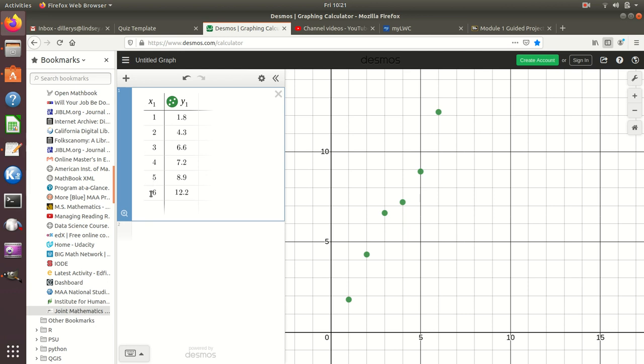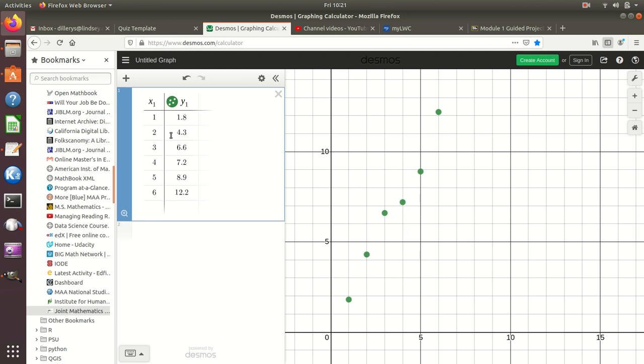I went 1, 2, 3, 4, 5, 6. And then what I wanted was something that I knew was going to have an answer around 2. And the way I did that was I simply went through and I said, well, 2 times 1 is 2. And so I used 1.8 instead. So I made it sort of noisy, scattered data. I didn't want it to be perfect because generally speaking, when we have real data, it's not.